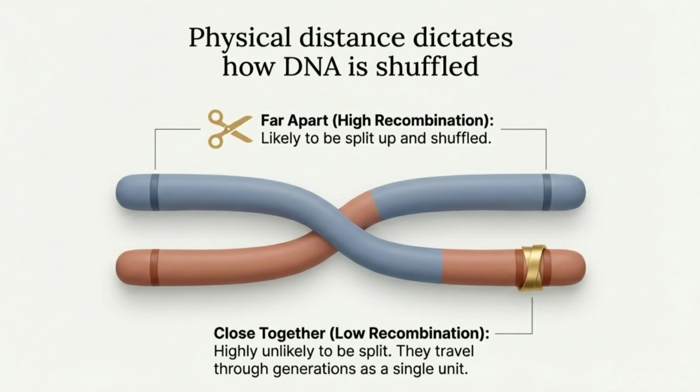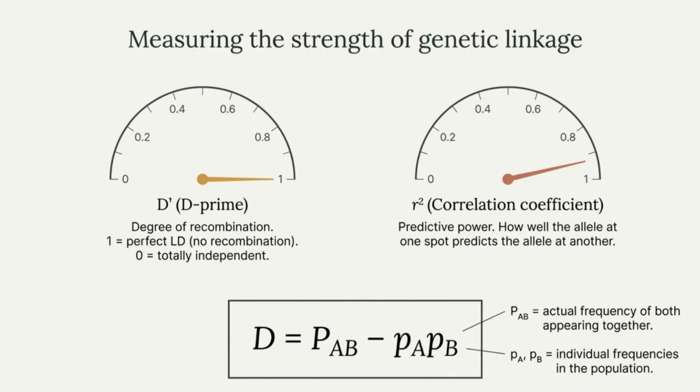Now, if two genes are way far apart on opposite ends of a chromosome, they are almost guaranteed to get split up during the shuffle. But, and this is the absolute key, if two genes are sitting right next to each other, like neighbors, they are super unlikely to be split. They get passed on together as a single unit. Their physical closeness is what creates the package deal.